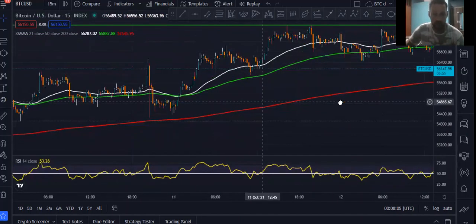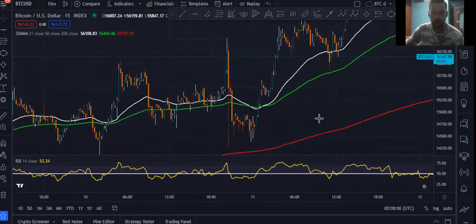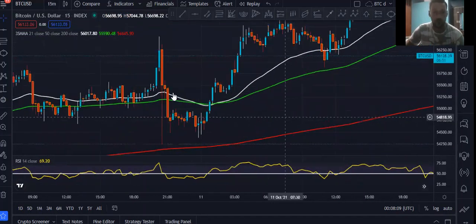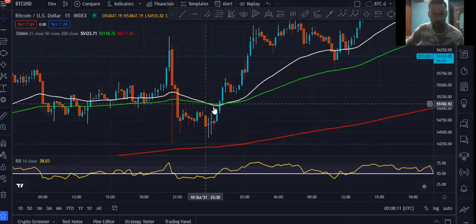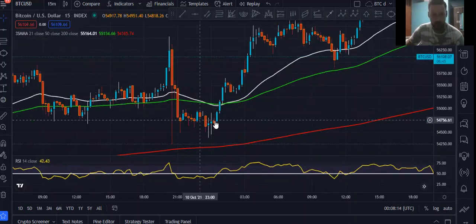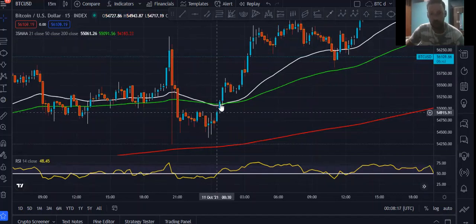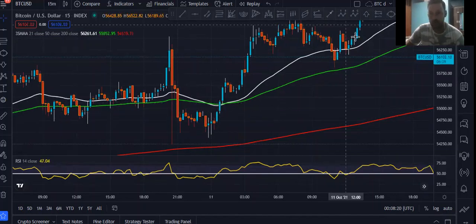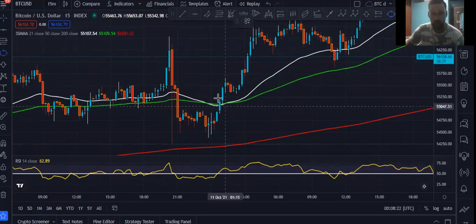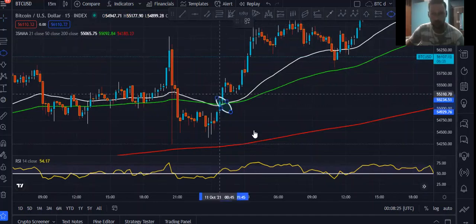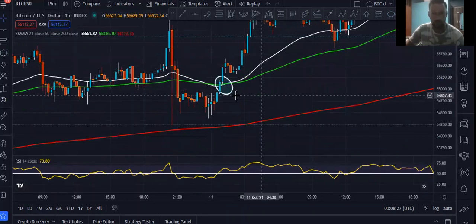So what do we have here? Let me show you now like this. Okay, the white crosses the green, but not completely, and you see everything is down here under, and here crosses again. So as you can see here, this is the good entry point.